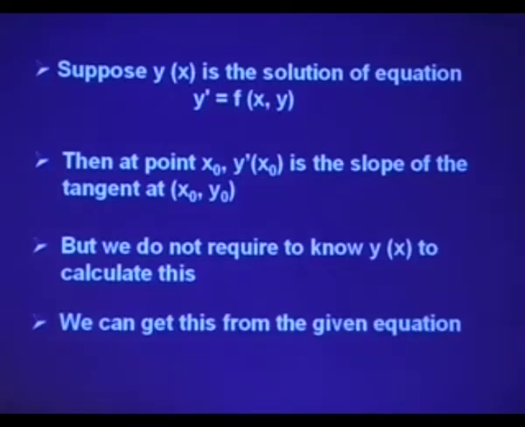That says that at the point x naught, y naught, I can calculate y dash of x naught from this as f of x naught, y naught. That is, we are not finding what y of x is. This equation itself is telling us the slope at the point x naught, y naught of this function. Can we use this information to know the behavior or the shape of the differential equation solution?